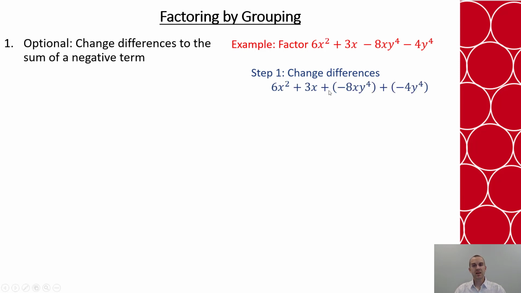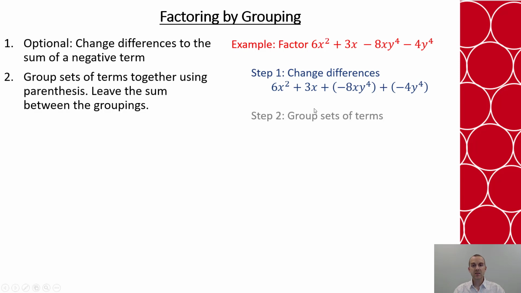So instead of minus 8xy to the 4th, that's plus and negative. Instead of minus 4y to the 4th, that's plus and negative. Now that grouping piece, I'm going to group terms together. And when there's 4 like this, I group the first 2 together and I group the second 2 together. And I leave that sum that's in between those two sets because these are all sums. It's the associative property of addition if you really want to get to the technical terminology of what's occurring here.